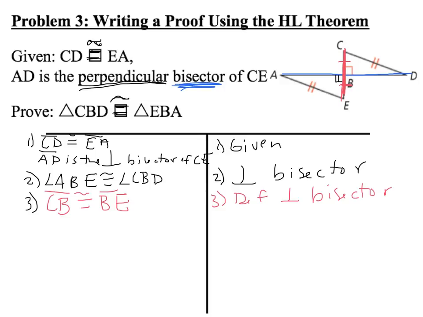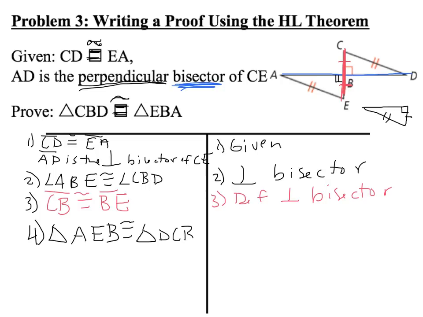Now if I look at my picture and what I've proven, and if this is confusing to you, you should always draw one of your triangles over to the side. You've proven that you have a 90-degree angle, and that this side is congruent and this side is congruent. So my next statement is triangle AEB is congruent to triangle DCB. The reason I can say that is I have a 90-degree angle, my hypotenuses are congruent, and I have another leg that's congruent, so it would be hypotenuse leg.